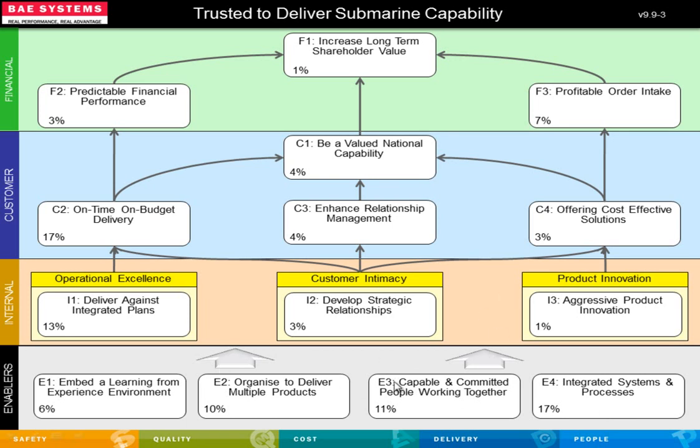The ability to have capable and committed people working together are going to support their relationships, deliver against integrated plans, offering cost-effective solutions, everything that's above them. And in their case, they've also added in their core pillars of their quality campaign, which is about safety, quality, cost, delivery, and people, down the bottom, as they feel those are also foundational in supporting the overall organization. So you see, the strategy map has to tell the story and explain the relationship between these strategic objectives.